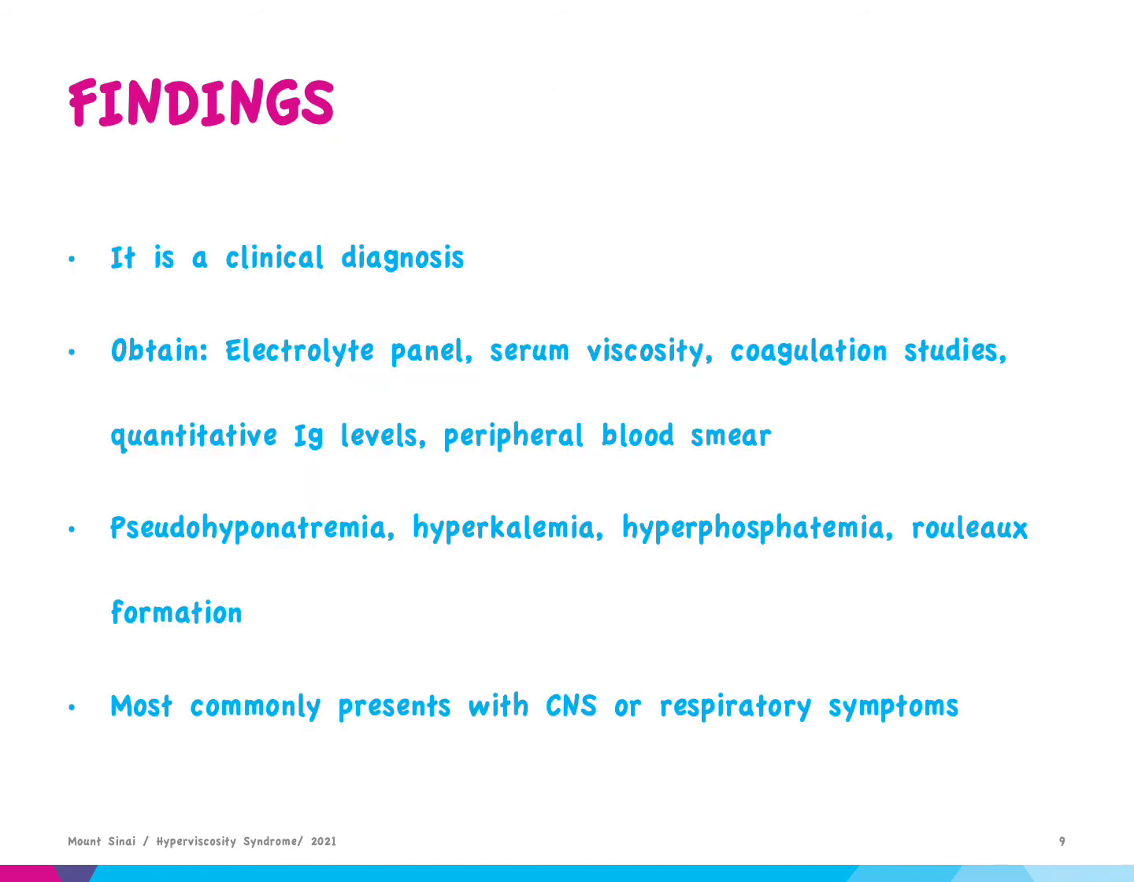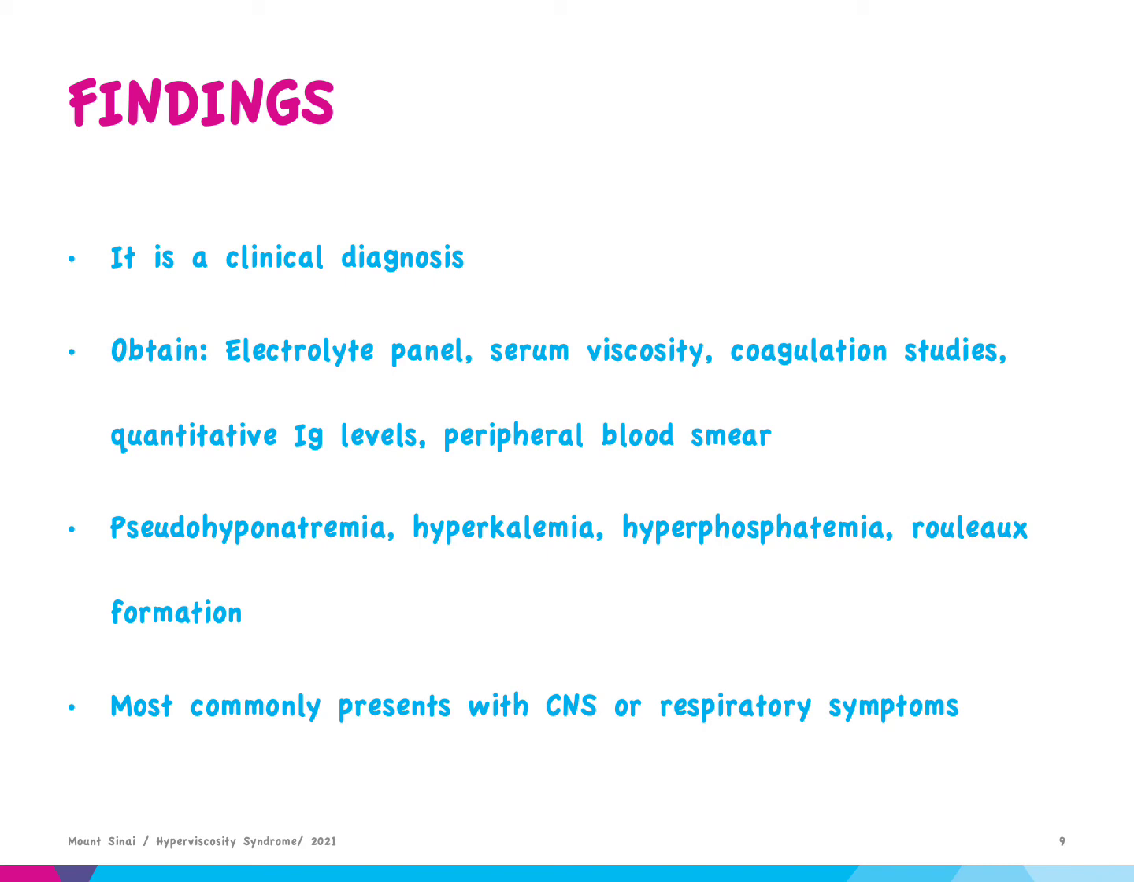And findings in general for both hyperviscosity syndrome and leukostasis, like we mentioned, it is a clinical diagnosis. Some of the things that you should obtain are an electrolyte panel and serum viscosity. Even though if you suspect hyperviscosity syndrome secondary to increased proteins you should get it, you should not delay the treatment if there's a high suspicion. You can just follow up the results after you start the treatment.